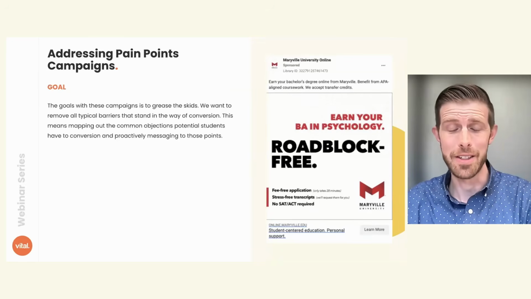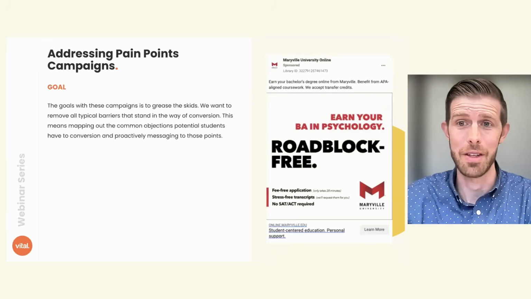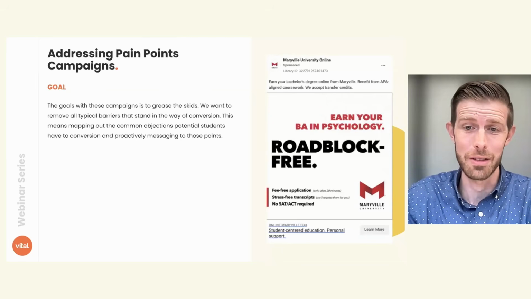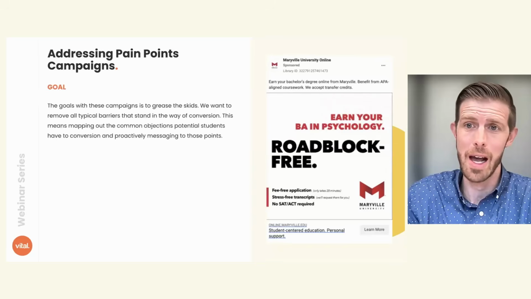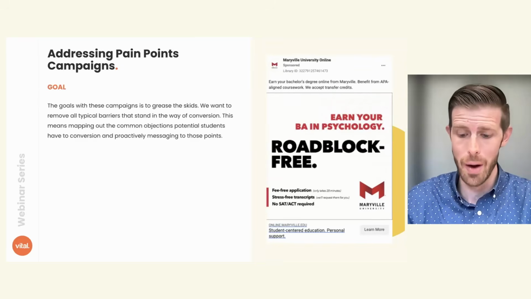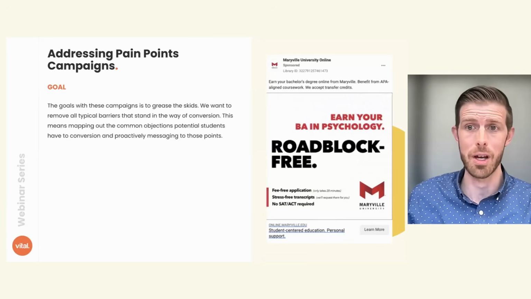This ad for Maryland is actually a great example of hitting these objections head on, right? They literally say roadblock free. So they're going straight at it: we know these are common pain points, we know these are common objections people are going to have. We are going to take care of that proactively with these campaigns so that people know they don't have to worry about this with us.